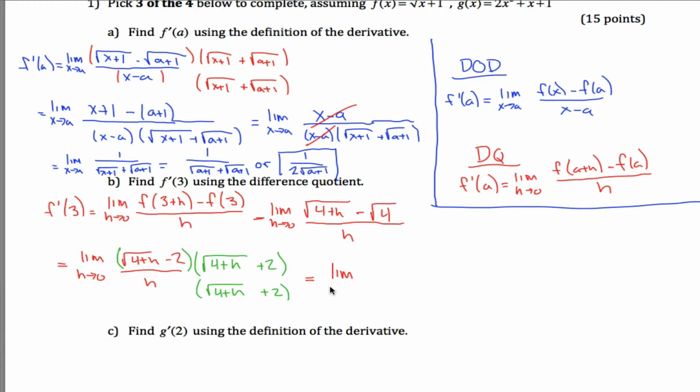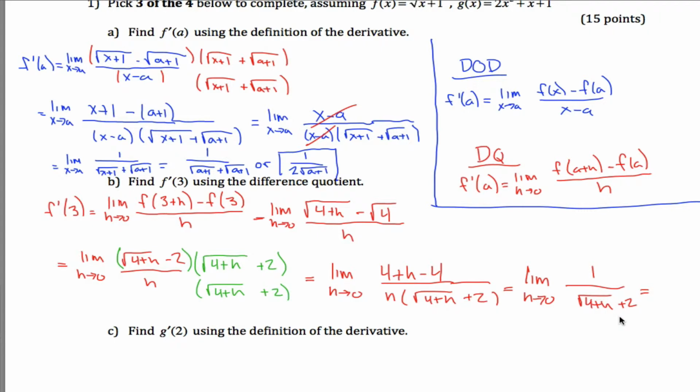We'll get the limit as h approaches 0 of 4 plus h minus 4 divided by h times the square root of 4 plus h plus 2. The 4's cancel out, so I'm just left with h over h times the square root of 4 plus h plus 2. Cancel out the h's. Then all I'm left with is the limit as h approaches 0 of 1 divided by the square root of 4 plus h plus 2. I can evaluate this limit. I can change all the h's into zeros. I get 1 divided by the square root of 4 plus 2, which is 1 divided by 2 plus 2, which is 1 divided by 4.